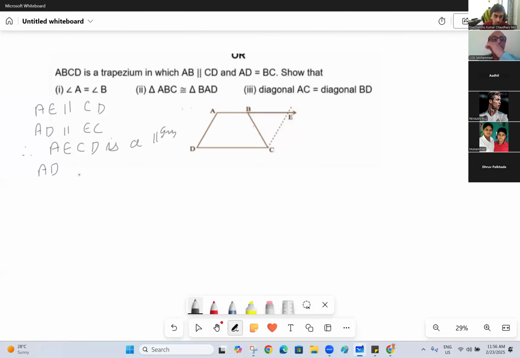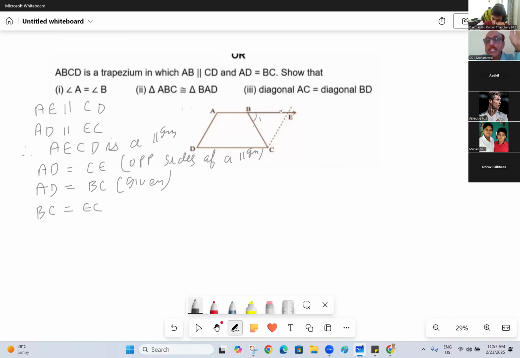Look, so AECD is a parallelogram. AD is equal to EC. Reason: opposite sides of a parallelogram are equal. Listen very carefully, all the points. If it is coming, it will come for 4 mark, 5 mark and all. Opposite sides of a parallelogram are equal. But already we know that AD is equal to BC. It's given. Therefore, BC is equal to EC.